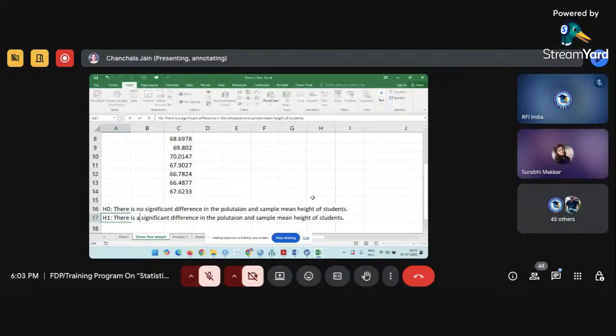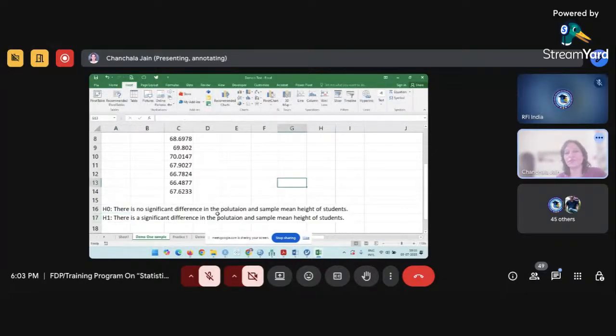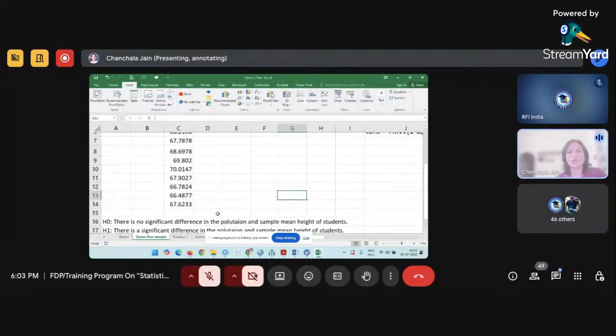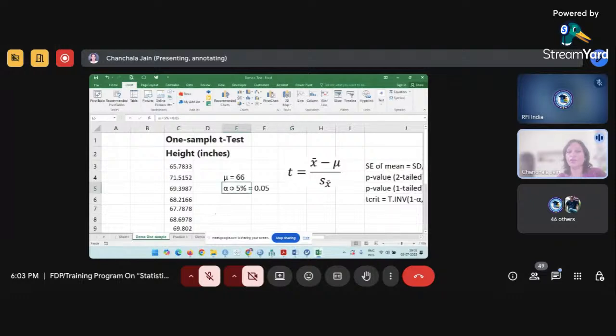Okay, so alternatively, I have replaced no with a. And I'm saying there is a significant difference in the population and the sample mean height of students, right? Now, once the hypothesis is formulated by us, the alpha value is already given to us. If not given, according to our understanding we can assume, based on the field we are working in, what can be the appropriate level of significance that we can present.